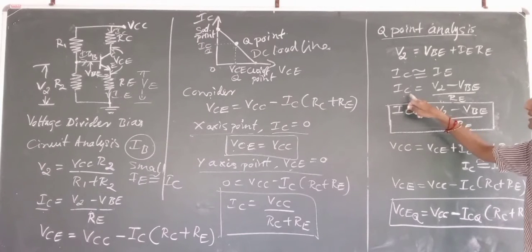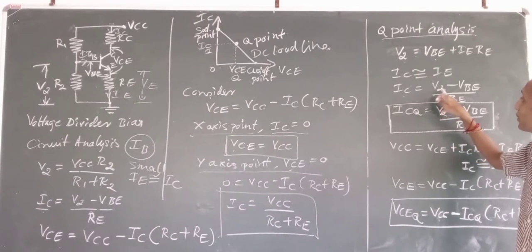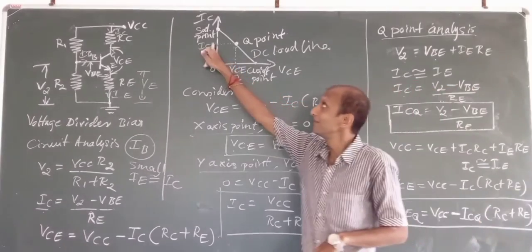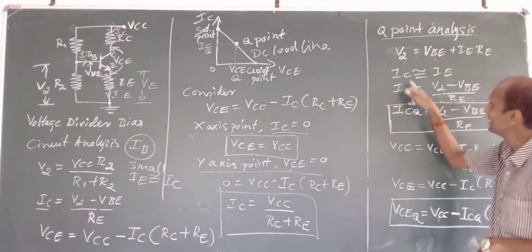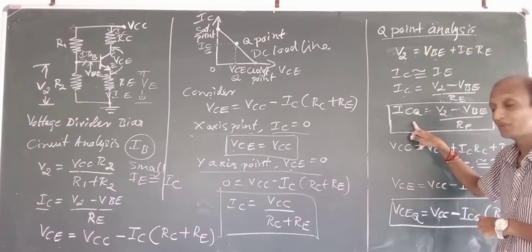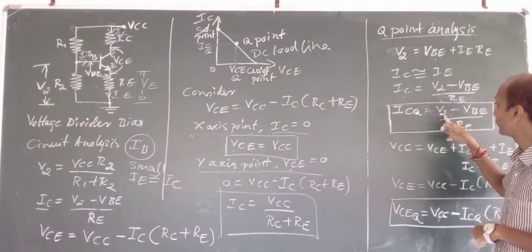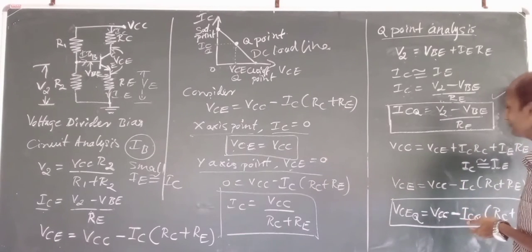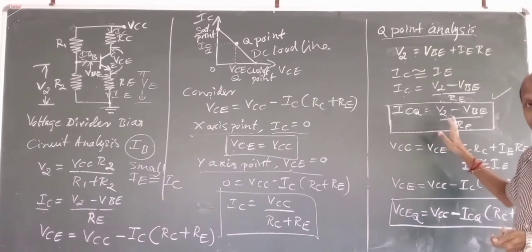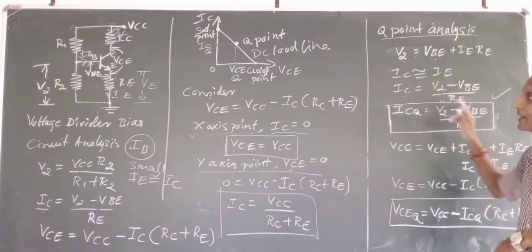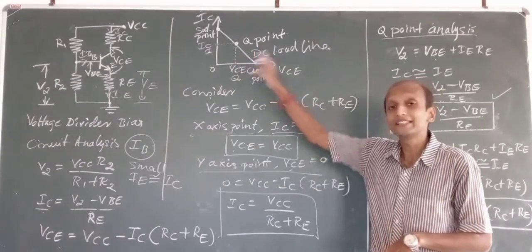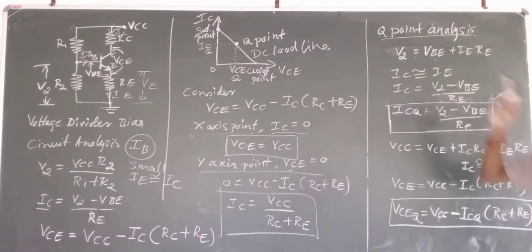Here I am finding the value of IC. IC will be equal to V2 minus V3 divided by RE. By this formula I will be calling this IC value ICQ, that is equal to V2 minus V3 divided by RE. Is that okay? Fine. This is a very important equation for finding the Q point IC value, on the y-axis.